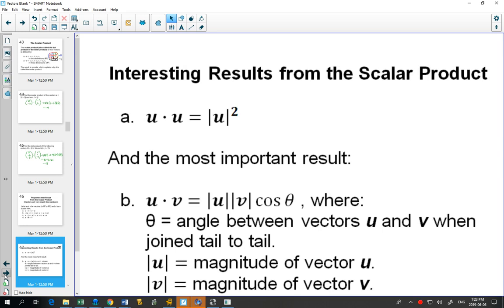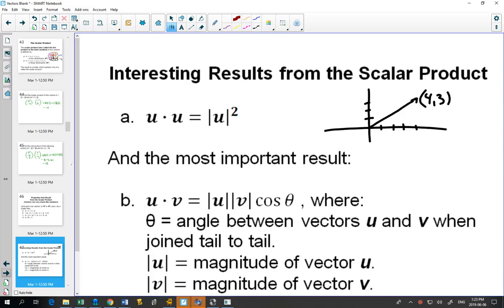If you do the dot product with the same vector, you get the length of the vector squared. This should make sense if you think about it. I'll do the vector (4, 3). Would you agree that it goes 4 in this direction, 3 in this direction? What's the length of that vector? 5. How do we do the length? a squared plus b squared equals c squared. 3 squared plus 4 squared equals c squared, and then you'd square root it to find c.